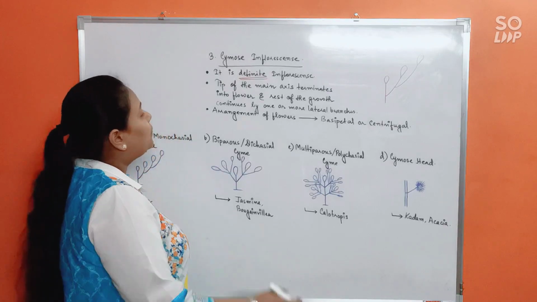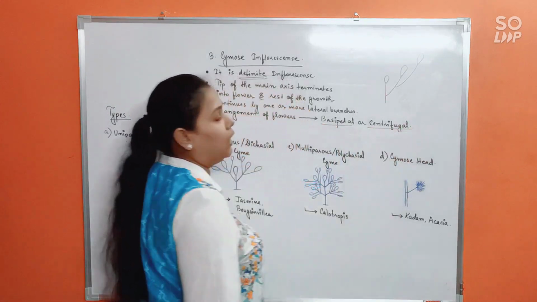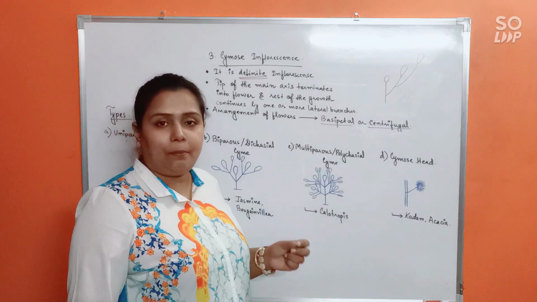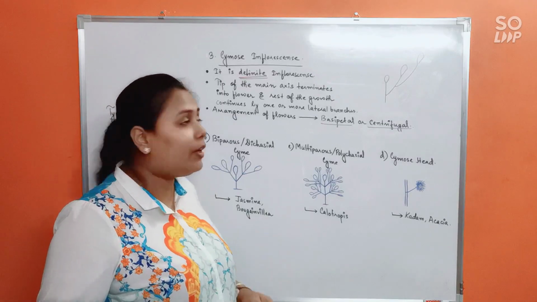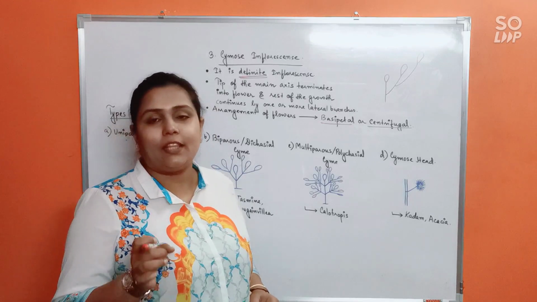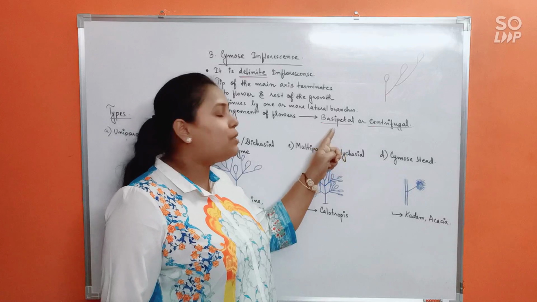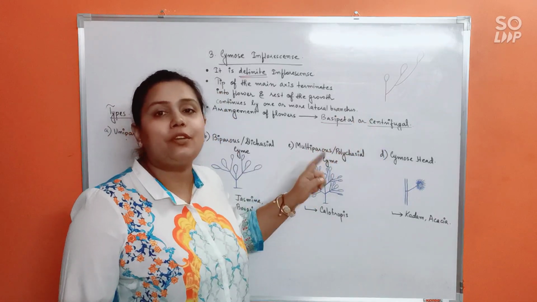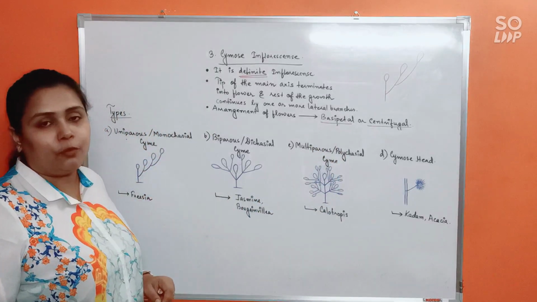Understood? Now, the arrangement of flowers would be basipetal or centrifugal. Basipetal means older towards the apex and younger towards the base. Exact opposite of acropetal. And centrifugal would mean the older flowers at the center and younger flowers at the periphery. Understood? So exact opposite of acropetal and centripetal, which were applicable to the racemose inflorescence.